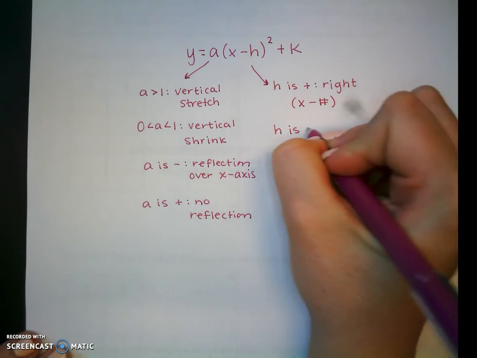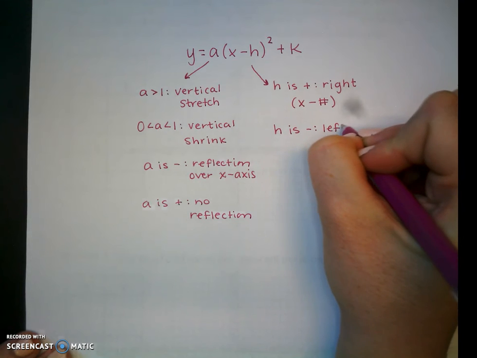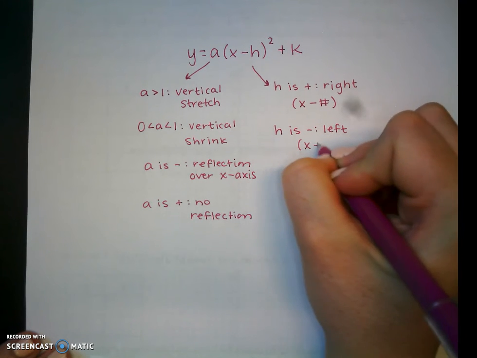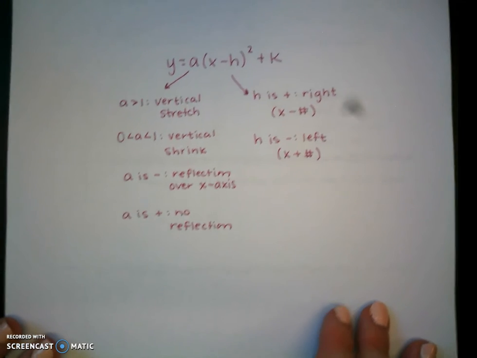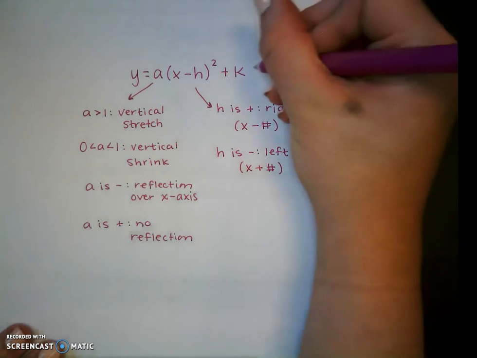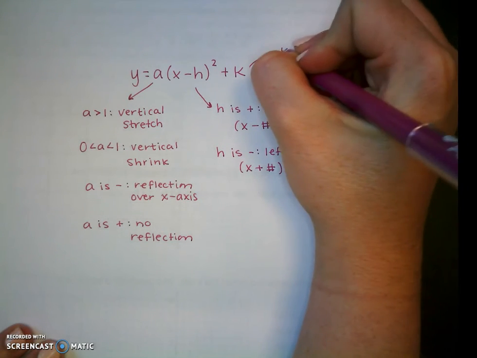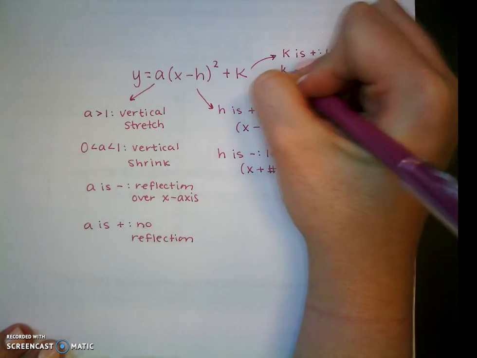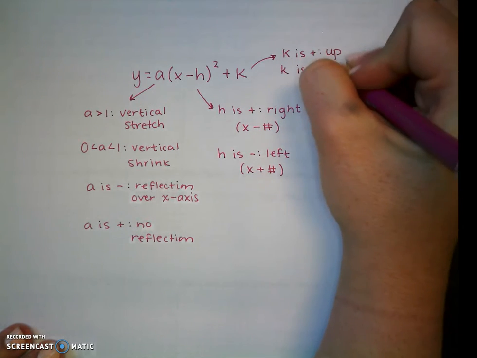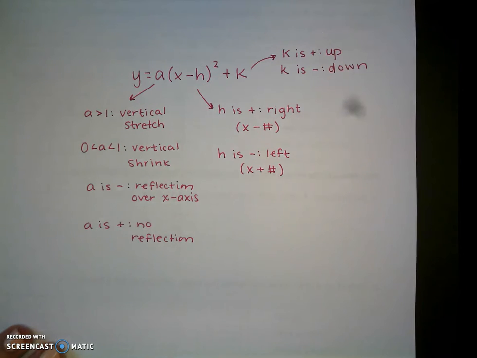If your h is negative, it goes to the left. But minus a negative is going to look like addition. So just remember that. H is a little bit trickier. And K is our up and down. If K is positive, we're going up. If K is negative, we're going down.